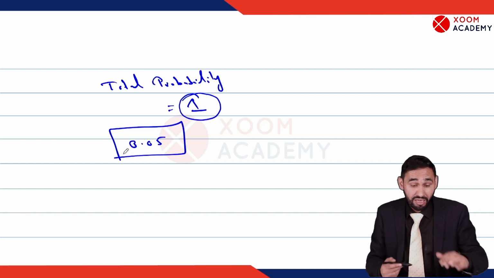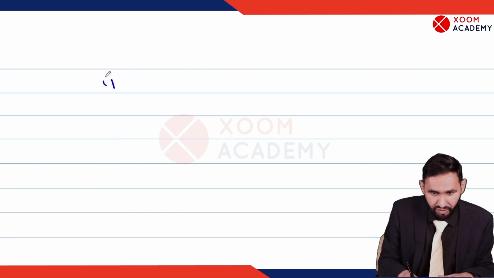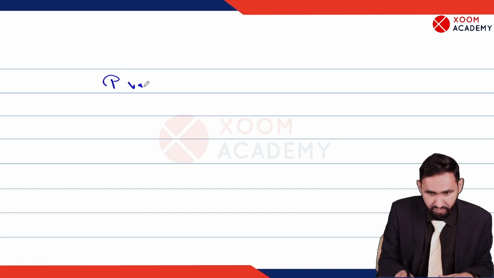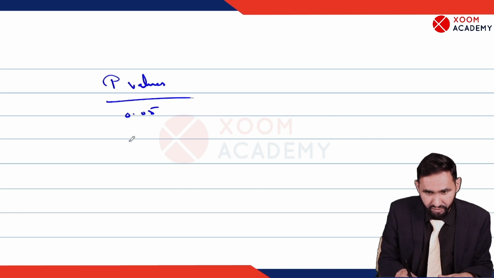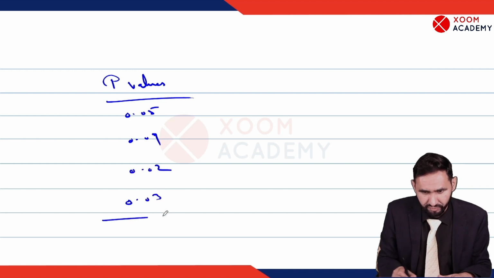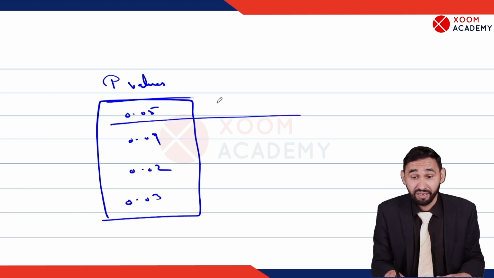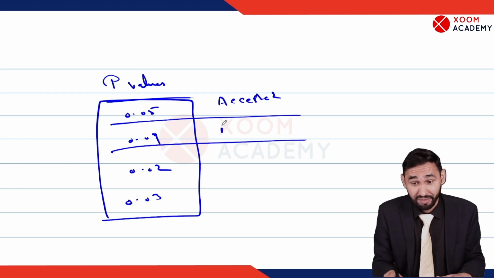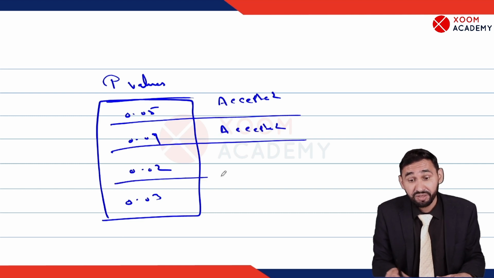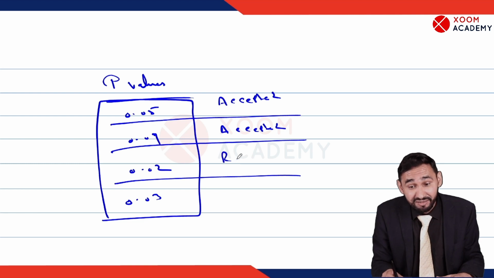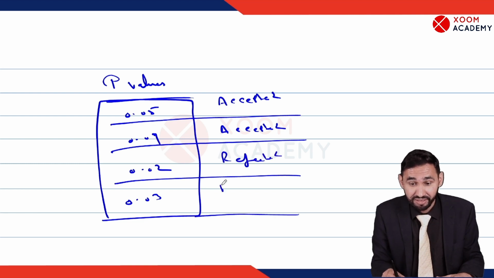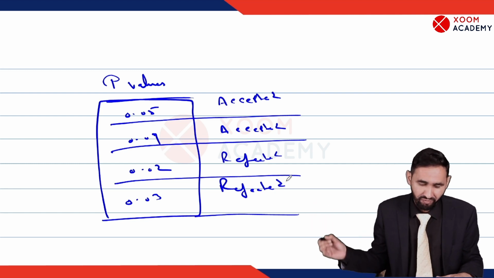You can be given a set of p-values, let's suppose 0.05, 0.09, 0.02, 0.03. What is your interpretation? For 0.05, we can say that null hypothesis is accepted. For 0.09, we will accept null hypothesis. For 0.02, it is rejected. For 0.03, it is rejected. So you should simply remember these values. You should simply remember 0.05.